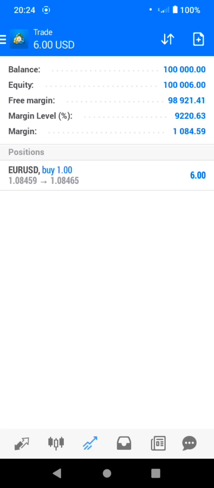They have very low spreads. Spread is the fee which you pay to your broker to execute trades, because you can't go ahead and trade directly on the forex market. So the broker connects you to the forex market.